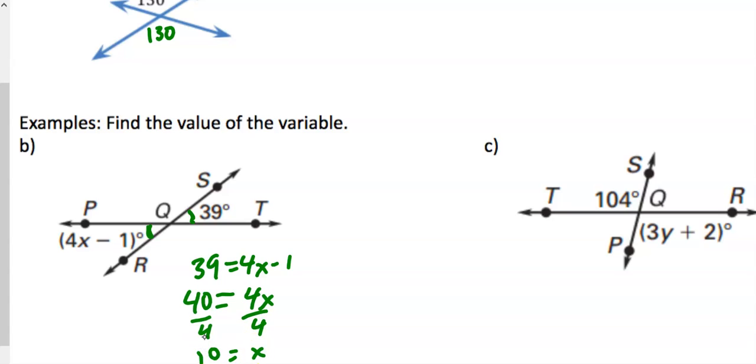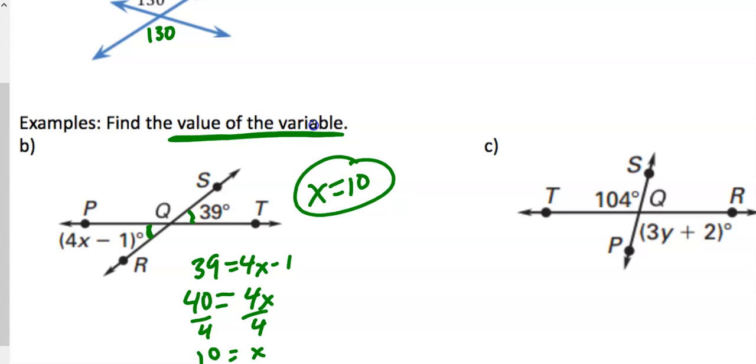And again, please read the question after you find x. Don't just assume x is your answer because typically it's not. Find the value of the variable. Oh, in this case, it is our answer. We don't have to find any angle measures, but you always need to go back and read the question. What are you looking for?